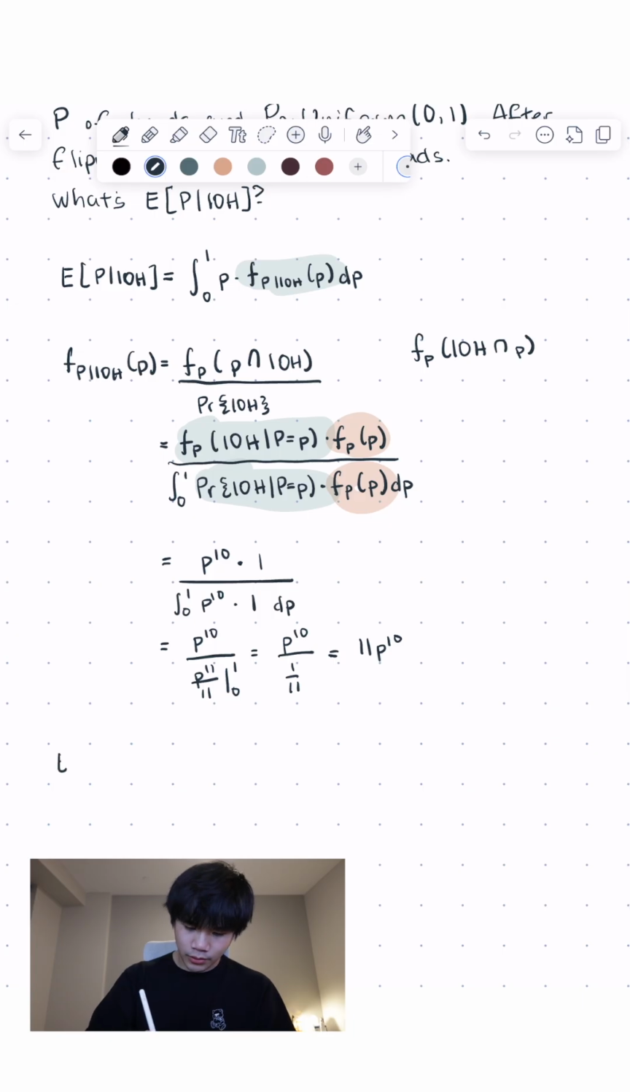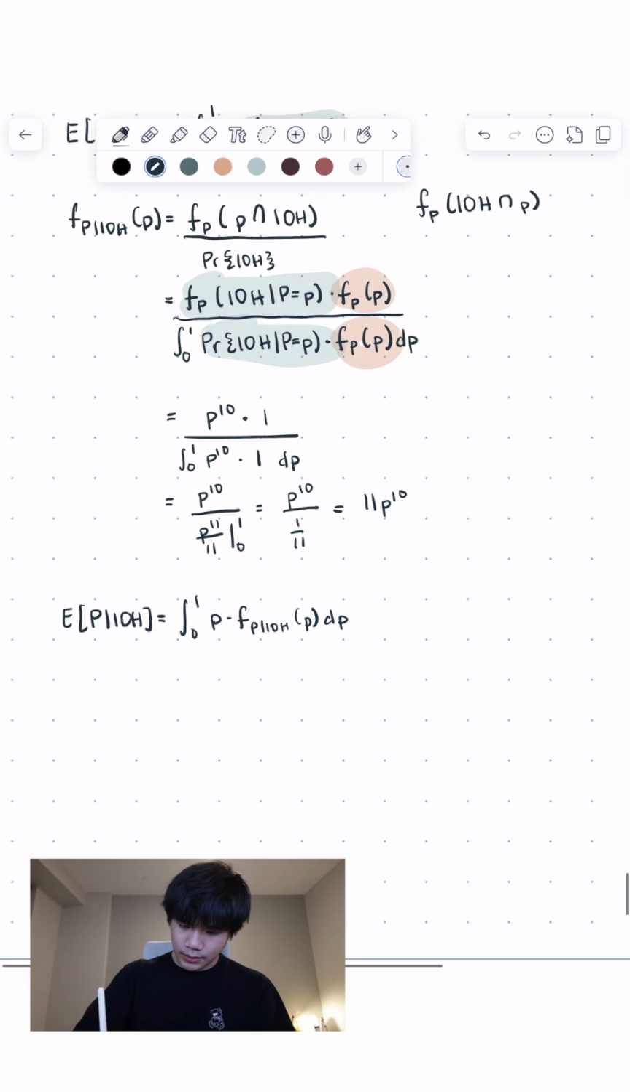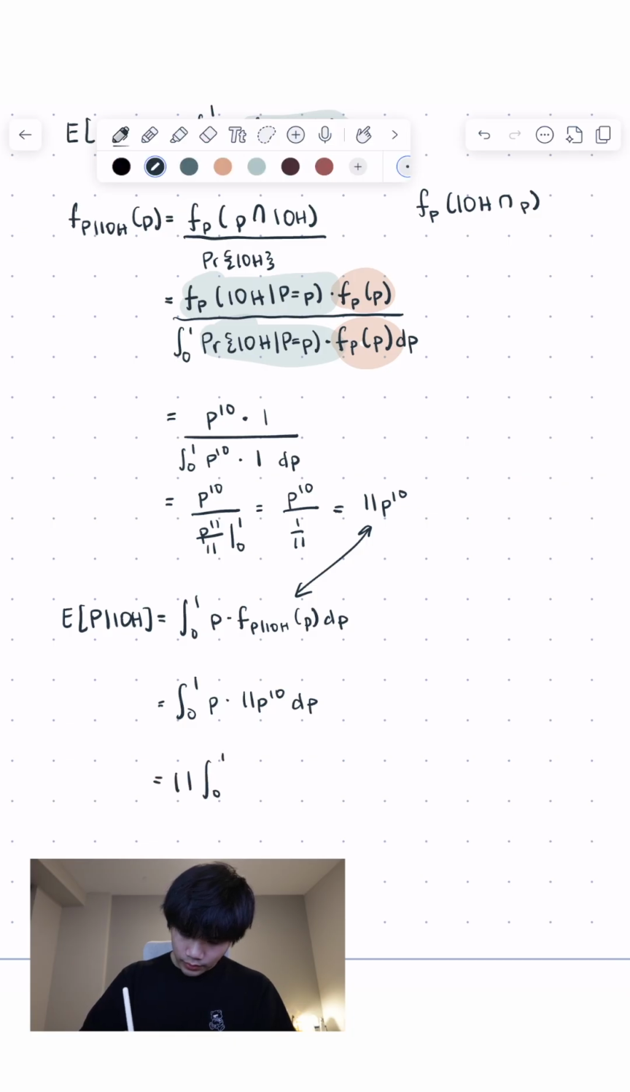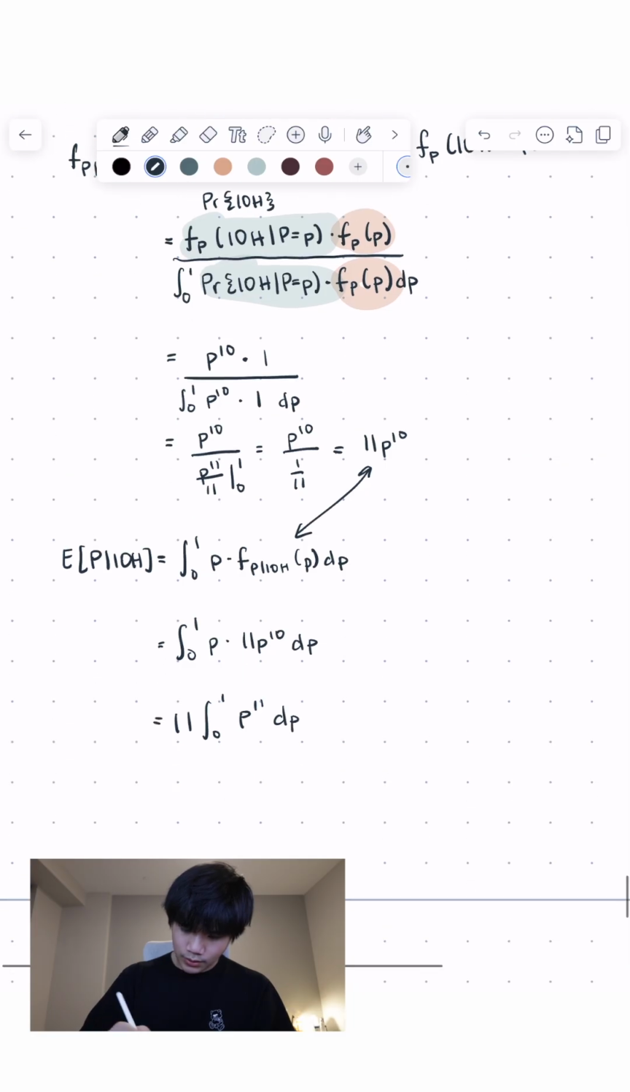Unfortunately, we're not done. We still have to go over expected value, which is equal to this here. We're going to write the definition down again. The integral of p times f of p given 10 heads, little p dp. But this time we know that this is equal to that, so we're going to sub that in. 0 to 1, p times 11 p to the 10 dp. We're going to take the 11 out because it's just a constant. We're going to integrate p to the 11 with respect to dp, which is equal to 11 p to the 12 over 12 evaluated from 0 to 1.